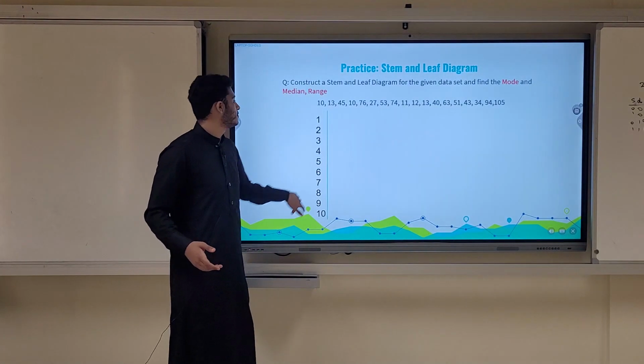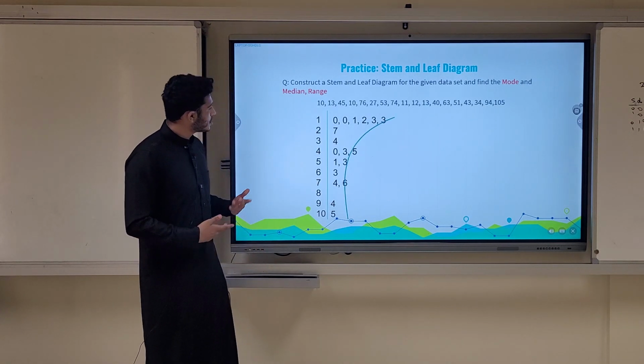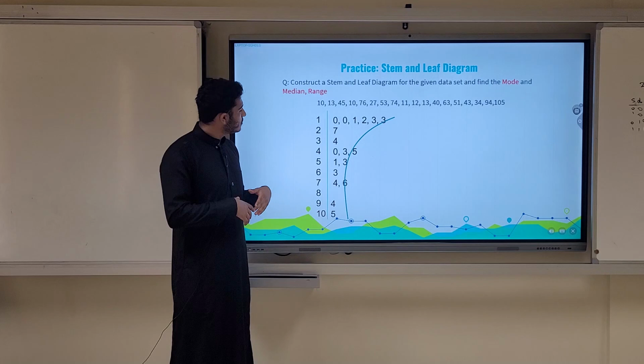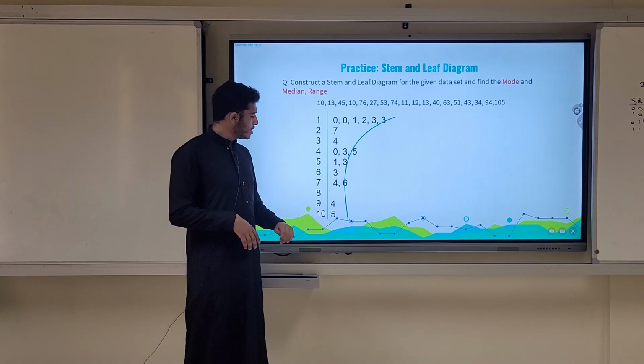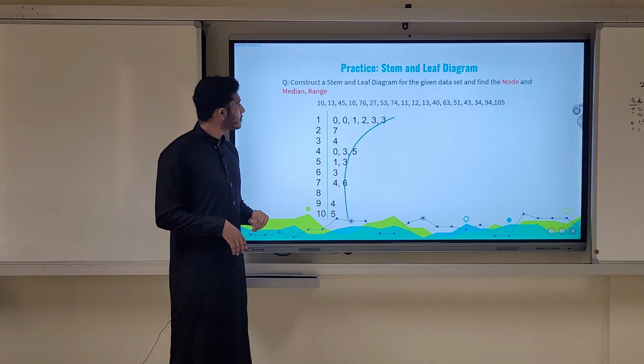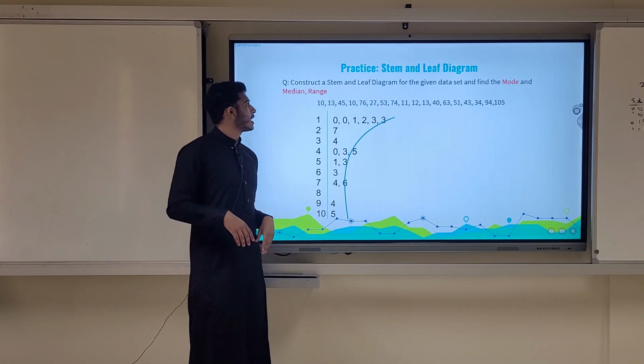Extremely simple. We're gonna end up with something that looks like this, and it kind of represents a shape where the majority of the data points go towards the lower values. So it represents some sort of a shape, kind of useful. Now let's solve the questions that we have here.